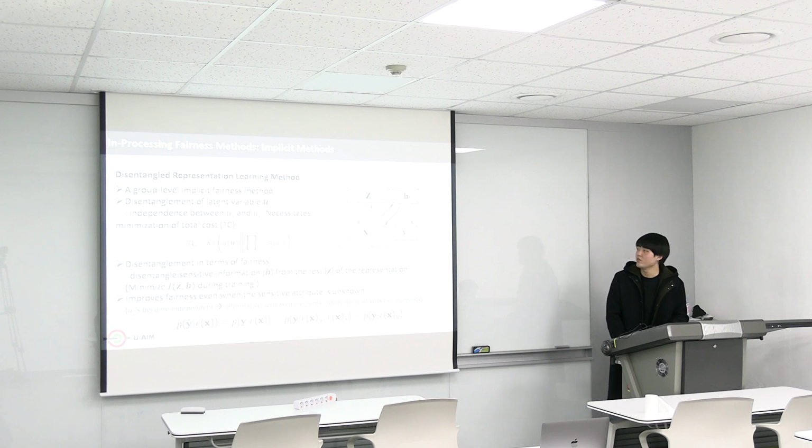Another in-processing method is disentangled representation learning. It is different from contrastive learning. It is a group level variance method. Here the disentanglement of latent variables u is defined as the independence between any two different elements of the latent variable, ui and uj, and this requires the minimization of the total cost defined like this.